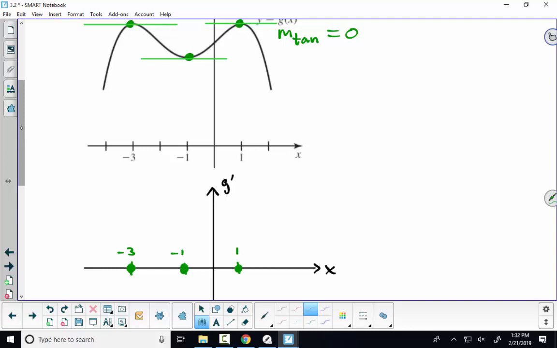So the derivative is the x value? Right. The derivative is the slope at that x value. The slope at the x value of -3 is 0, the slope at -1 is 0, and the slope at 1 is 0. So we're getting a horizontal tangent.